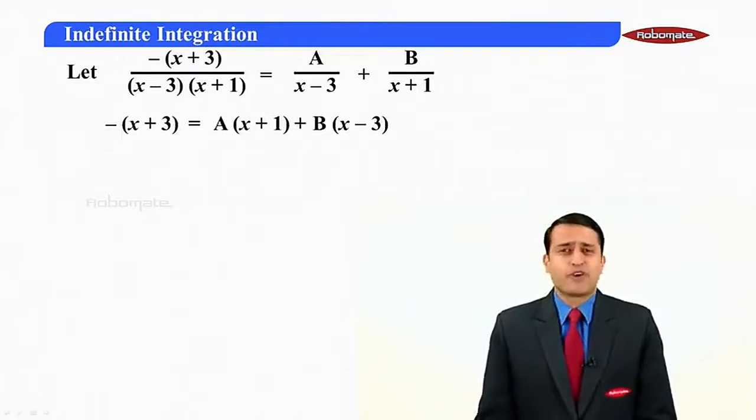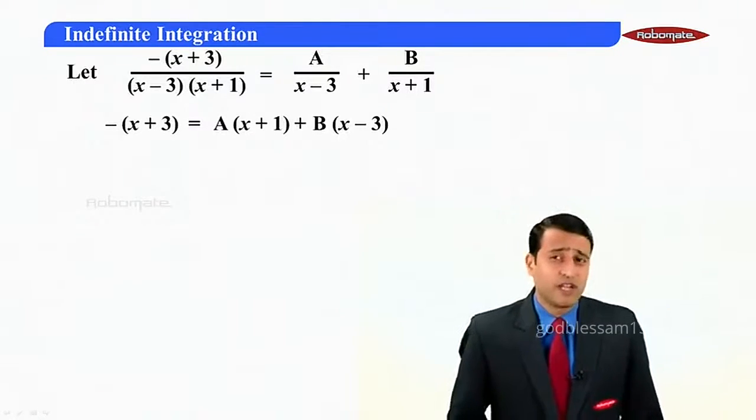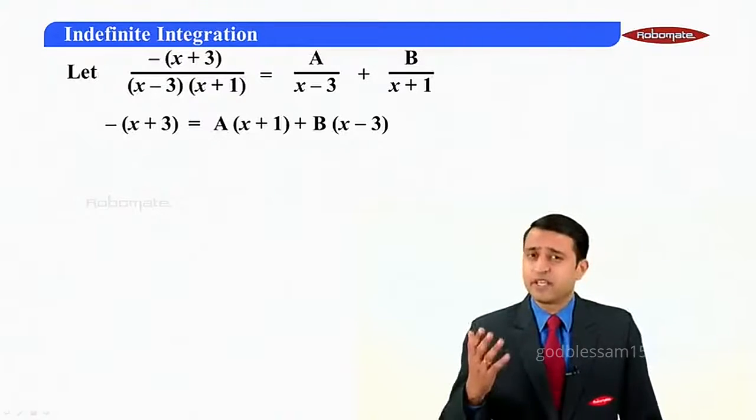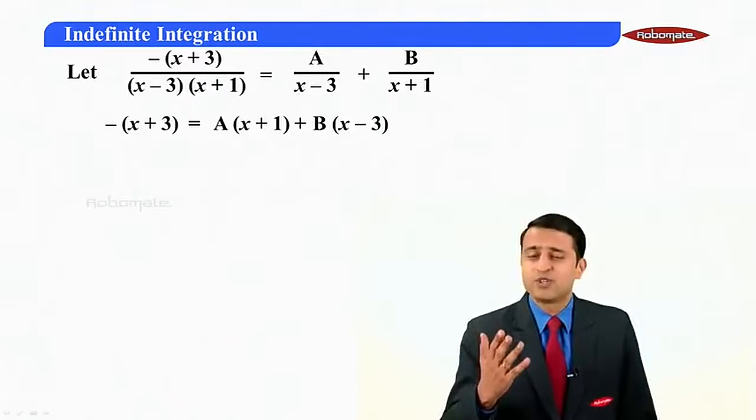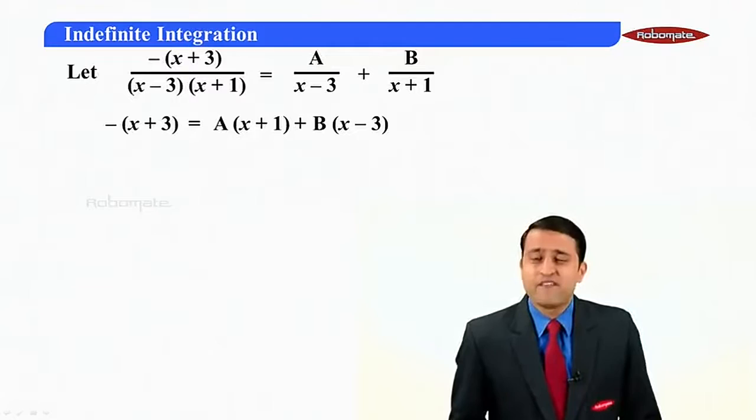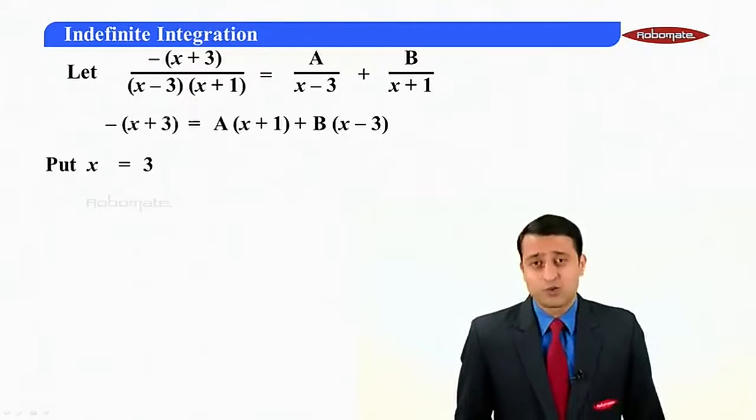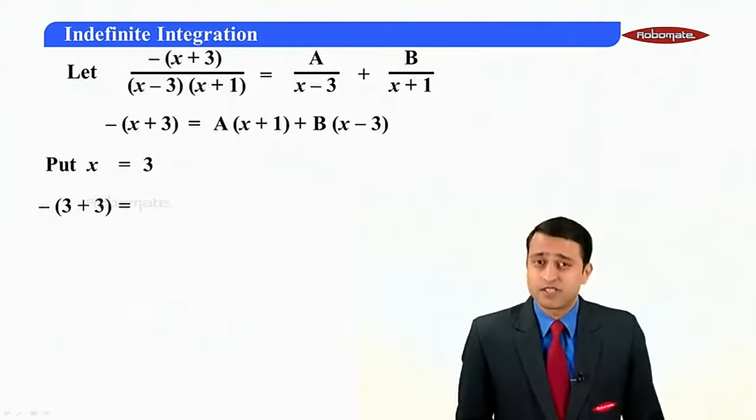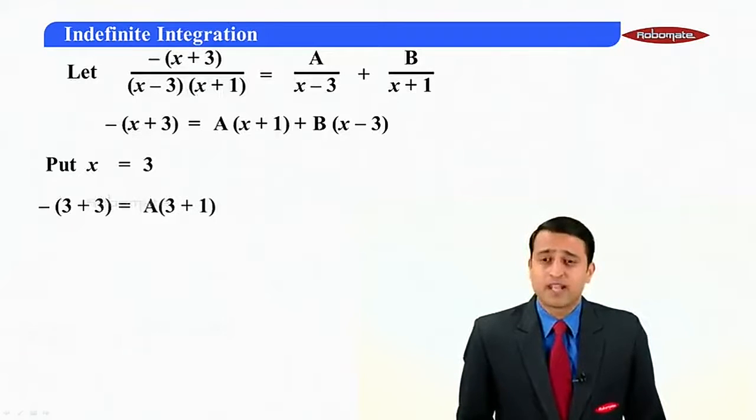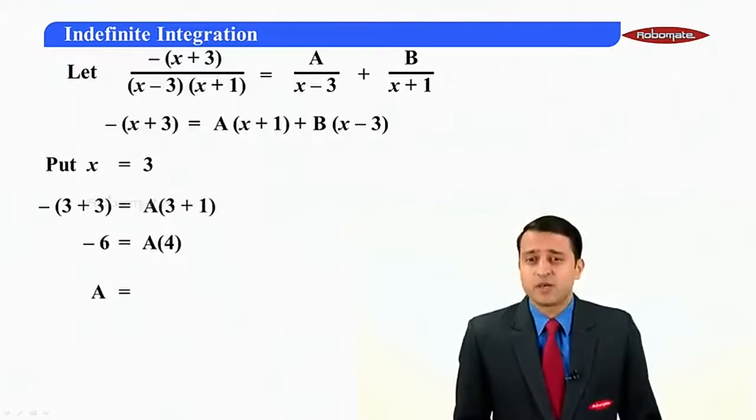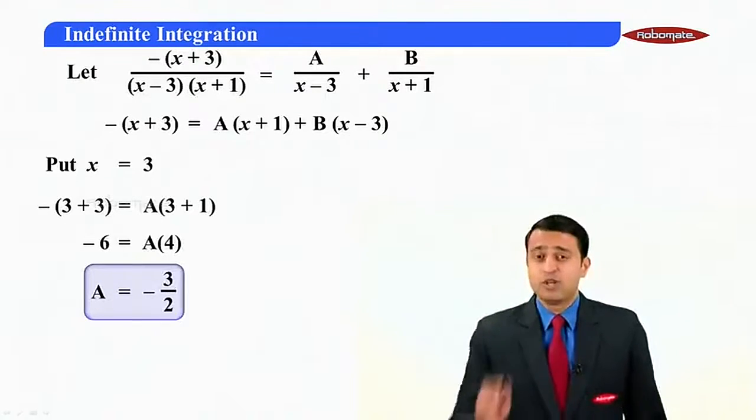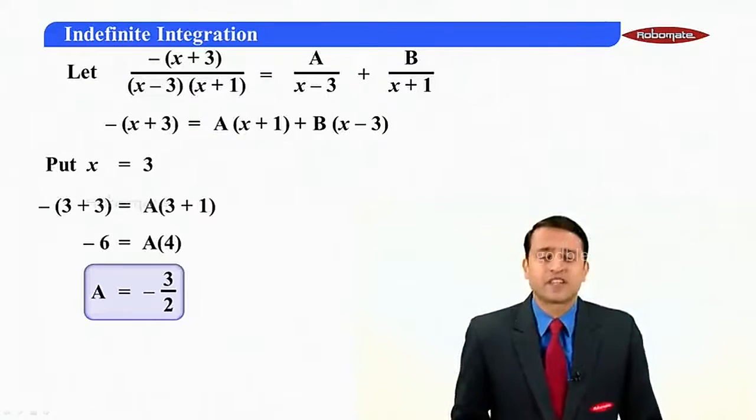Now my dear students, you are well versed with how to find the values of a and b. Just make the other coefficients equal to 0. So for a, we will put x is equal to 3. So what we get is minus of (3 plus 3) is equal to a into brackets (3 plus 1). Or can I say minus 6 is equal to 4a, and we can write that as a is equal to minus 3 by 2. So first constant a is there with us.